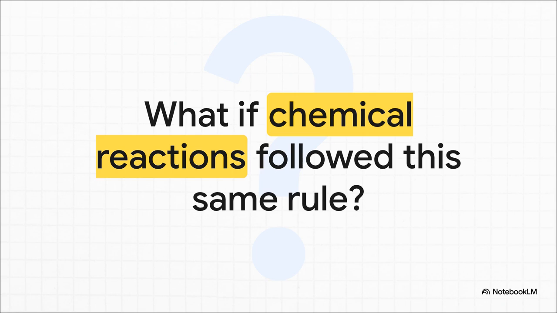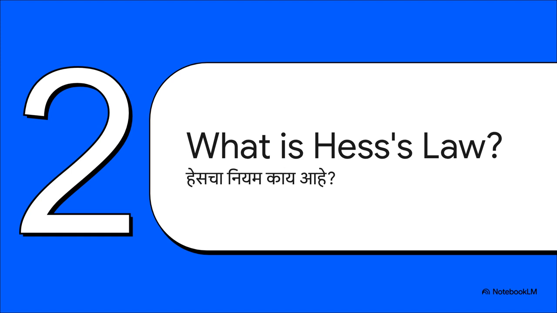And right here, this is our bridge from the mountain into the world of chemistry. So what if the total energy change in a chemical reaction worked just like that? What if it only cared about the starting chemicals and the final products and not all the messy little steps in between? Well, as you've probably guessed, it turns out they do. And this whole principle, it has a name. It's a cornerstone of chemistry, and it's called Hess's Law.